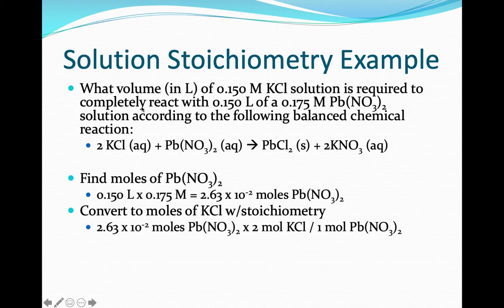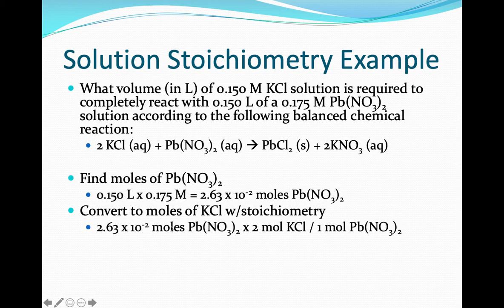So in this case, I can convert my lead nitrate from the concentration 0.175 molar and the volume of 0.150 liters by multiplying these two together. Again, molarity is moles over liters. The liters can cancel. And I get the moles of lead nitrate that should be here in this reaction. And then I can convert to moles of KCl with stoichiometry.